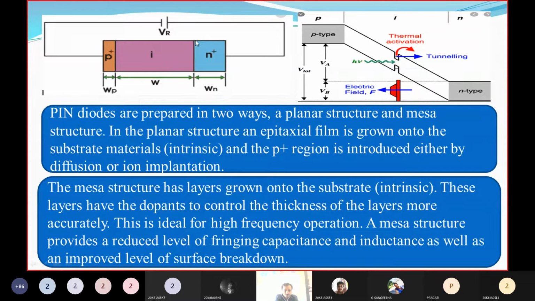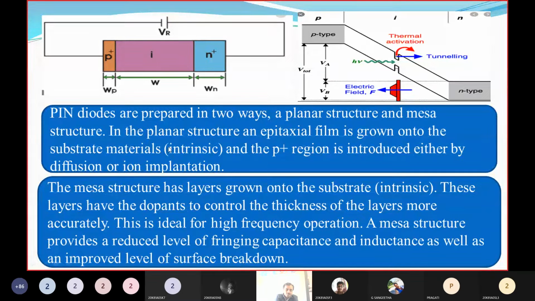It is grown on this side of the intrinsic semiconductor. On the other side, the P region is introduced, either by using a diffusion technique or an implantation technique. For diffusion, we have to use high temperatures to dope a trivalent material at the other side of the intrinsic region. But going to high temperature every time is difficult, so another method is there, the ion implantation method. This is the low temperature method.